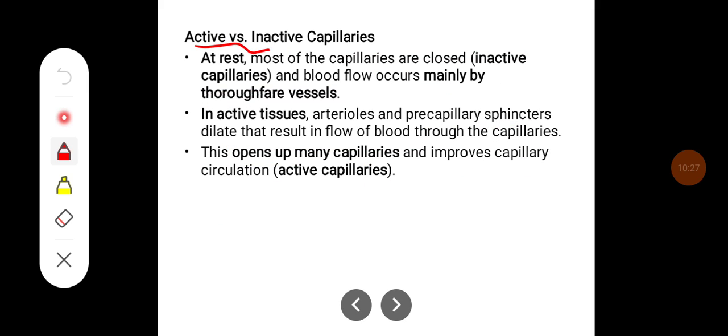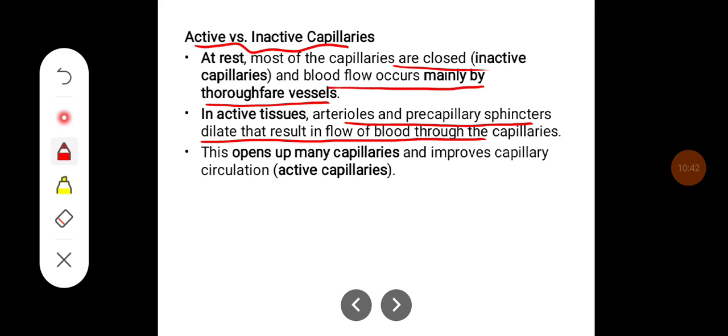Difference between active and inactive capillaries. At rest, most of the capillaries are closed and the blood flows mainly through thoroughfare vessels. In active tissues, arterioles and precapillary sphincters dilate, which results in flow of blood through the capillaries. This opens up minicapillaries and improves capillary circulation.